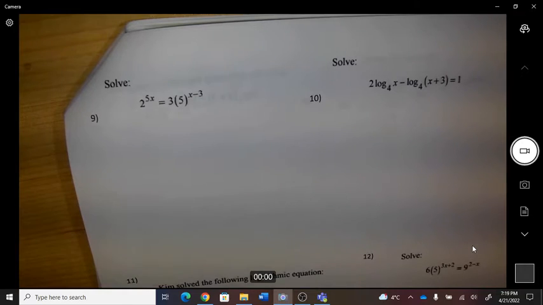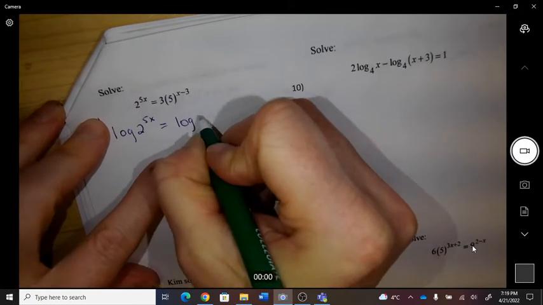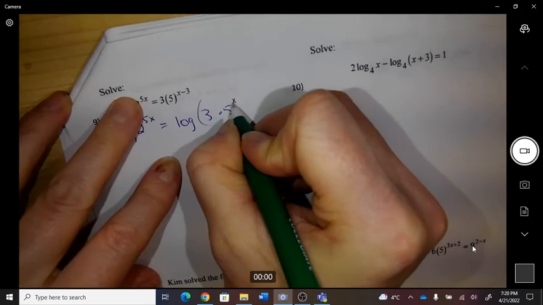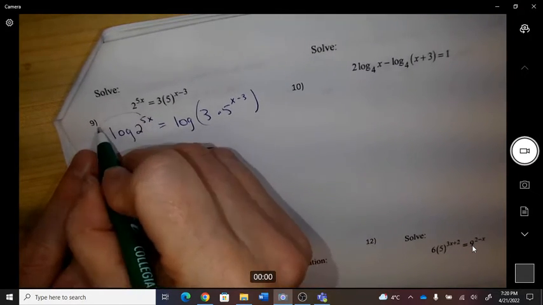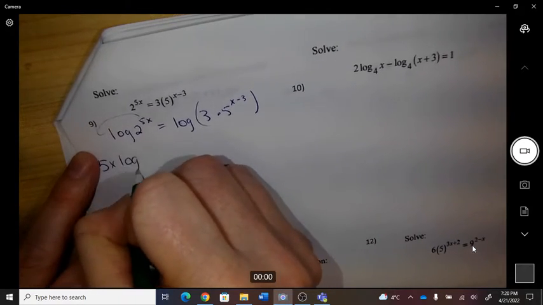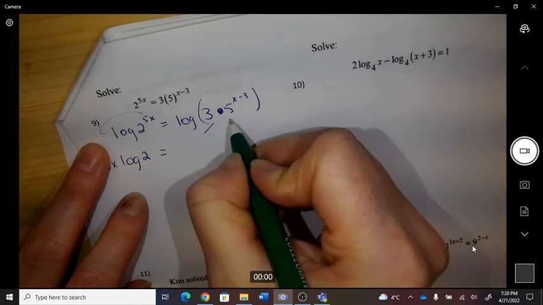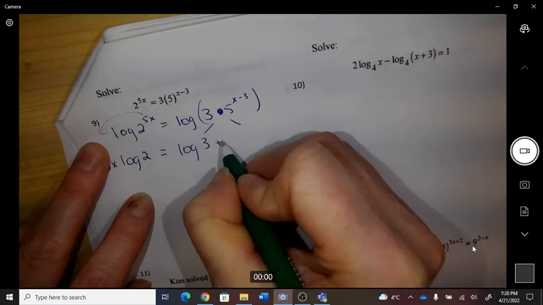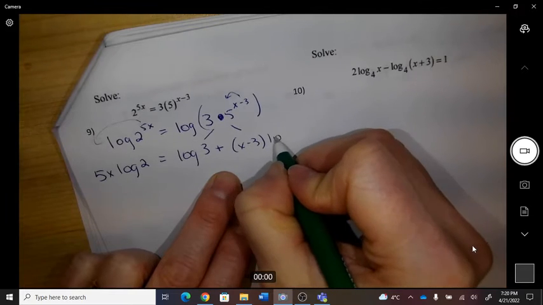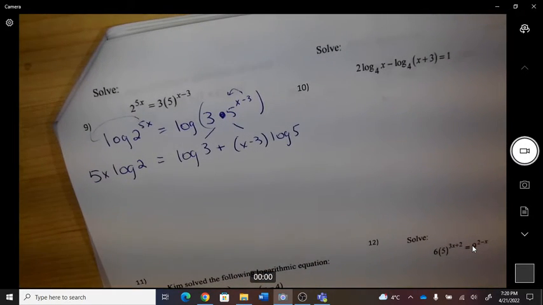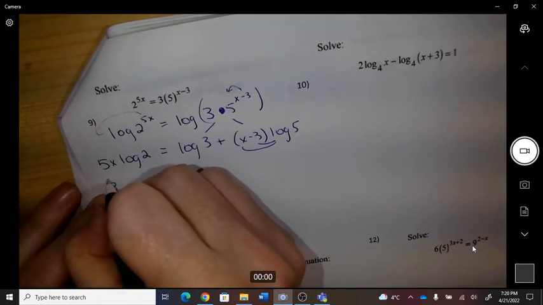Okay, solving this, so we need to log both sides because we're not going to write with the same base. Okay, so rules. This will go in the front. Multiplication will split. So log 3 plus then this would move to the front. Okay, so that's the rules. Now I'm going to need to distribute that because it's the whole exponent, so you have to have brackets on that.